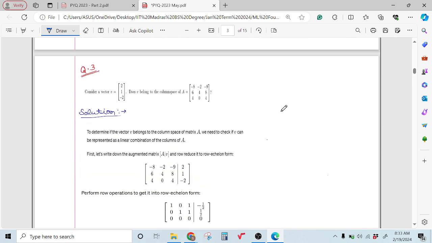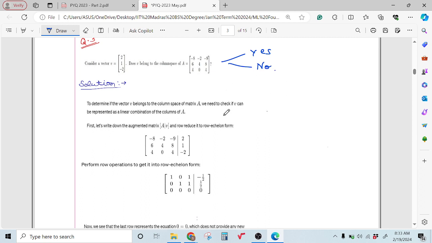Problem number 3. Consider a vector v equal to (2, 1, minus 2). Does v belong to the column space of A? So we have to find out whether it belongs or not, so the answer will be either yes or no. To determine if the vector v belongs to the column space of matrix A, we need to check if v can be represented as a linear combination of the columns of A.